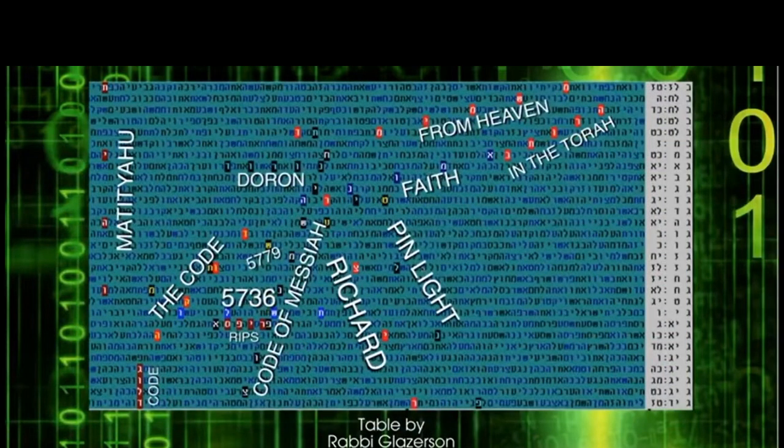This is a really recent table. I mean, this one's kind of shouting at us. It has everybody's name that's been involved in the Torah codes in some way in one sentence. It's a little messy, but basically it says Matityahu, which is Rabbi Glazerson's first name, code there at the bottom, the code, 5779, which is the year 2019, this year.